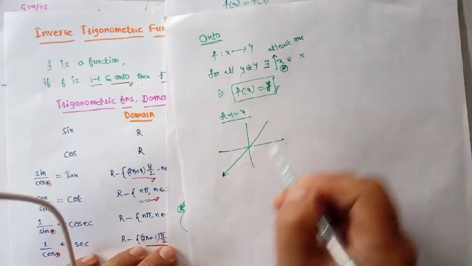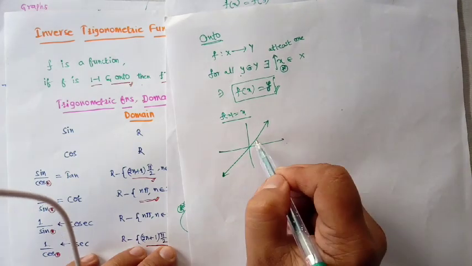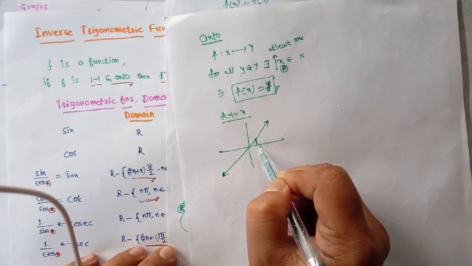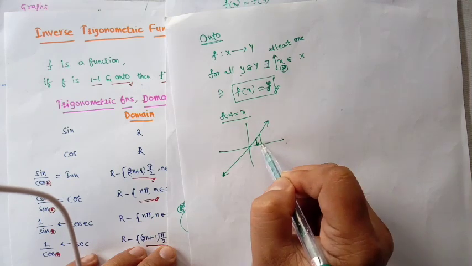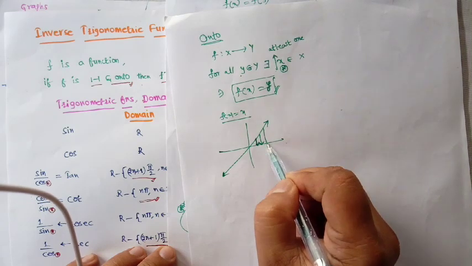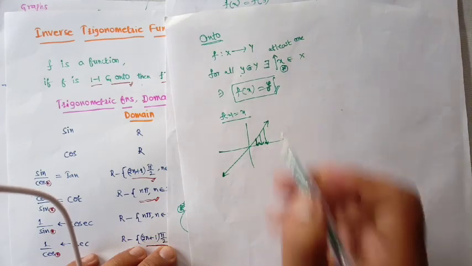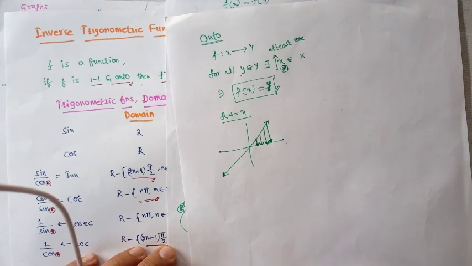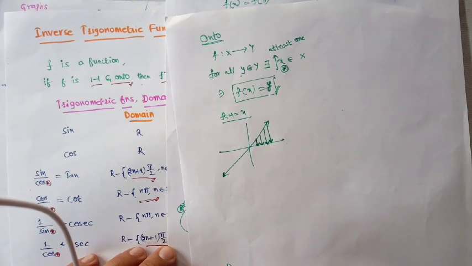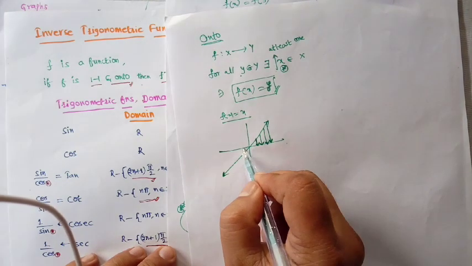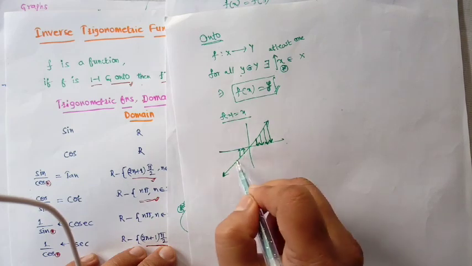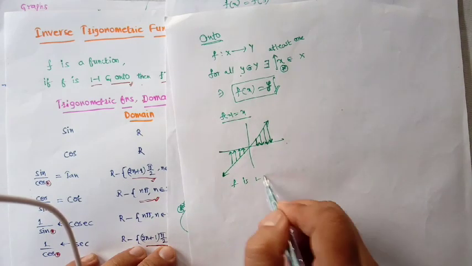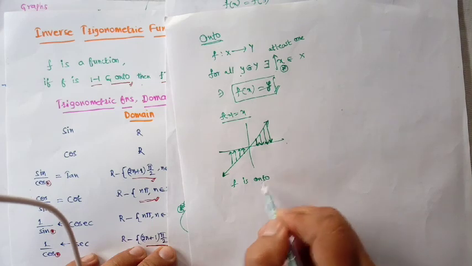So this way we draw the line. These are the values of y. Corresponding to one value of y, I am getting one x. Corresponding to one value of y, I am getting one more x. So whatever value you consider on the graph, we will get a value corresponding to it on the x-axis. So this way, in this case, f is onto.